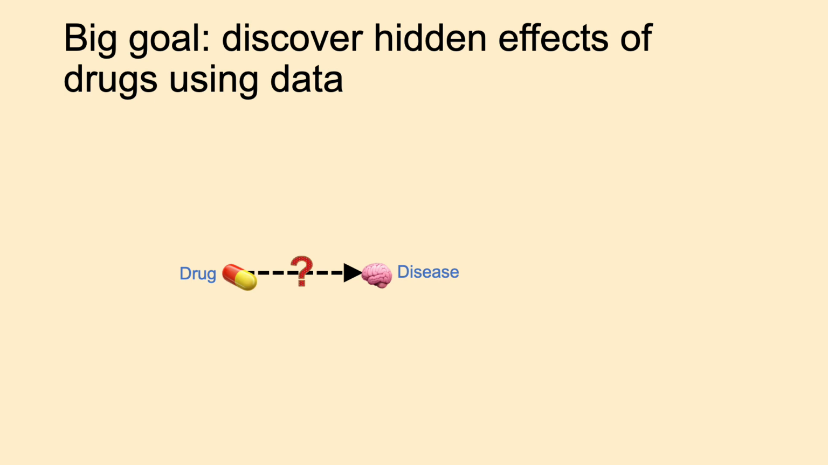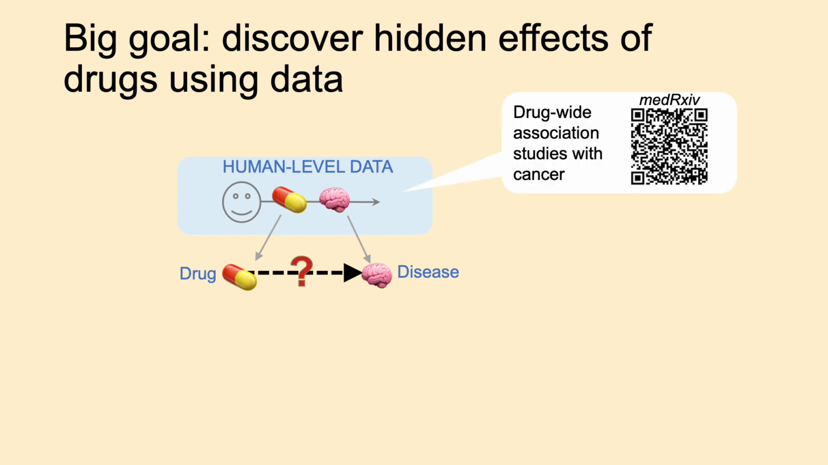resources we could use. This includes health data that can show us whether people who take a drug have a changed risk of disease. So this includes uses of drugs to treat a disease or side effects of a drug on a disease. Discovering this from human data is the topic of a preprint that's currently under review, if you want to check that out.